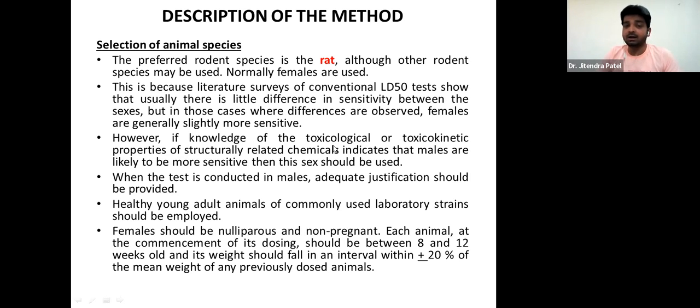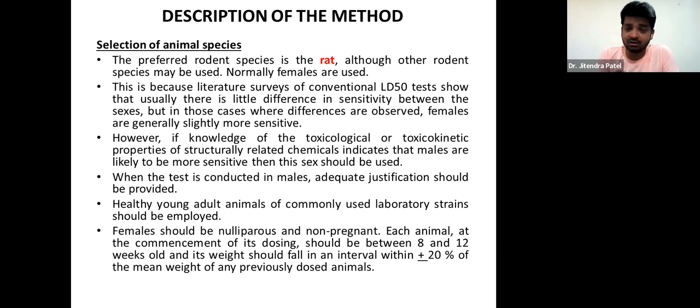However, if knowledge of the toxicological or toxicokinetic property of a structurally related chemical indicates that males are likely to be more sensitive, then this sex should be used. Suppose you know something particular about the chemical compound, then we can go for that; if it is very much new, we should prefer the female rat. When the test is conducted in males, adequate justification should be provided. That is given in the guidelines, right?